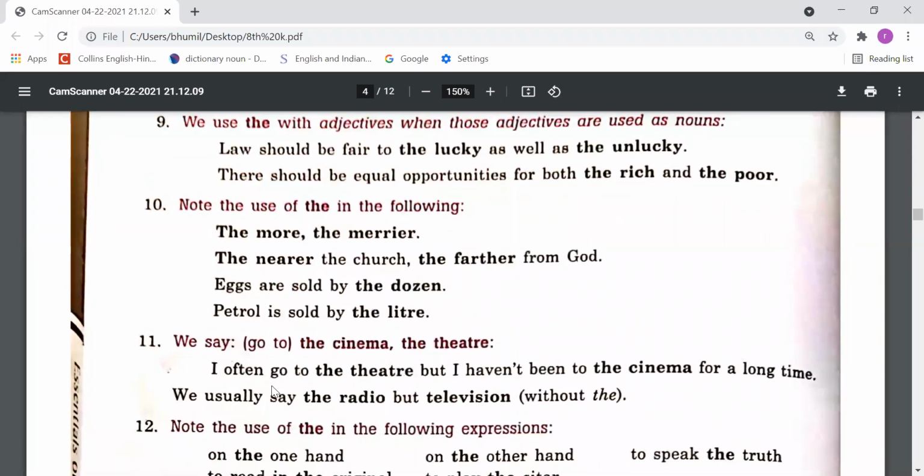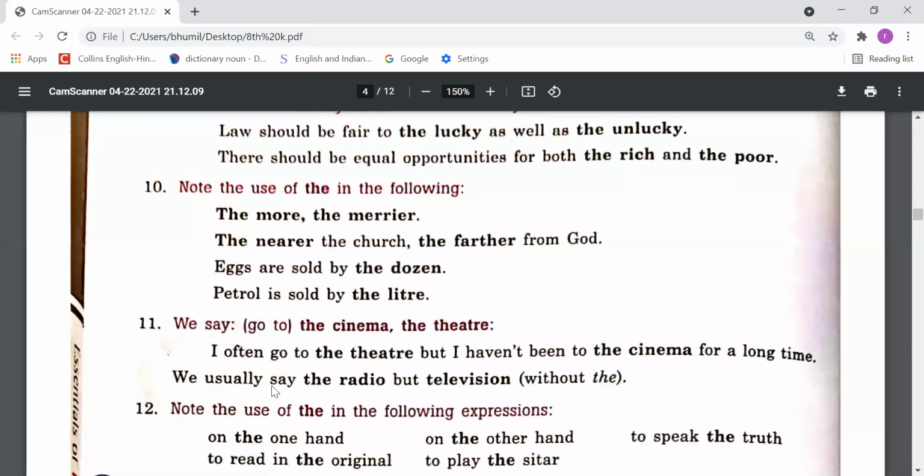Come on, the 10th point. Note the use of the in the following. The more the merrier. The nearer the church, the further from God. Eggs are sold by the dozen and petrol is sold by the liter.